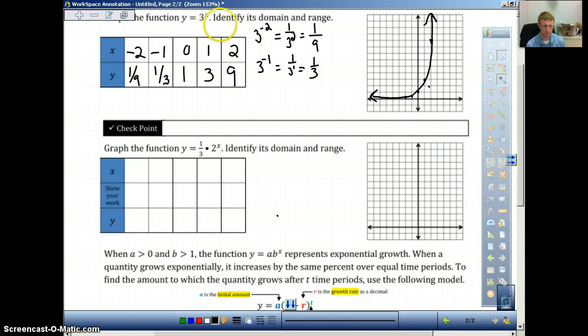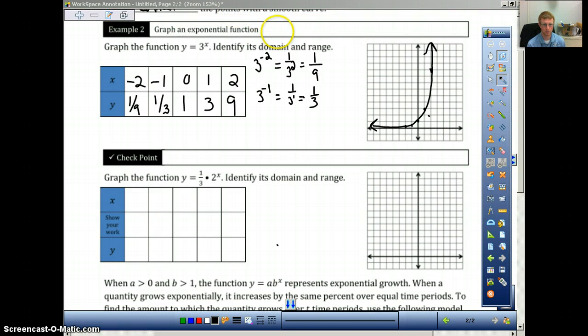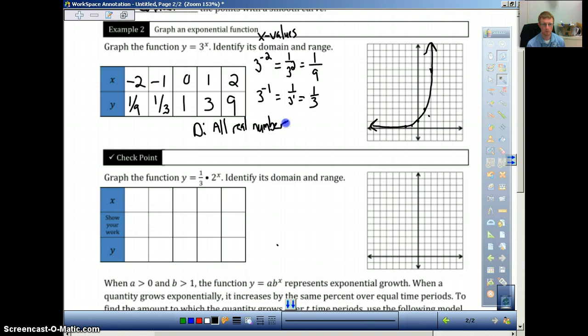Okay? Then the last part is identifying the domain and range. So domain, we have to recall, domain is possible x values. Like what possible x values can we get? Okay? In other words, what can we plug in for x? And if it's anything, which in this case it is, our domain is all real numbers. So if there's no limit to what we can plug in, then our domain will be all real numbers.